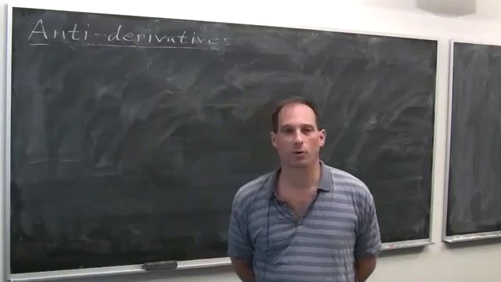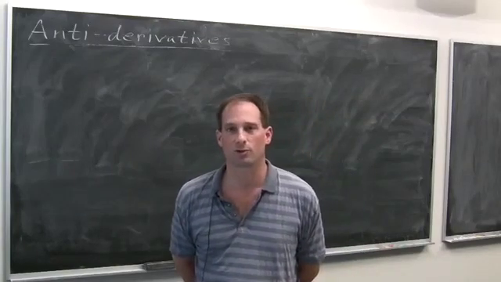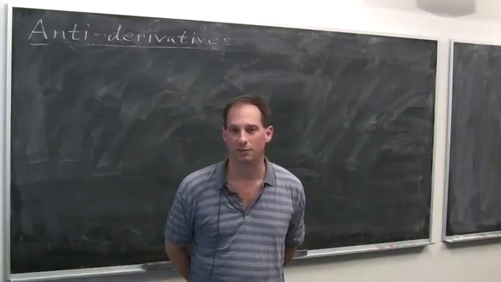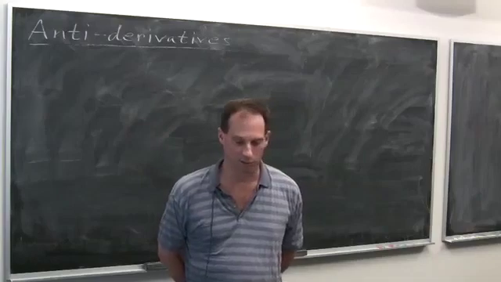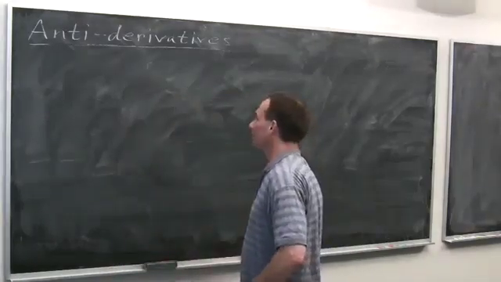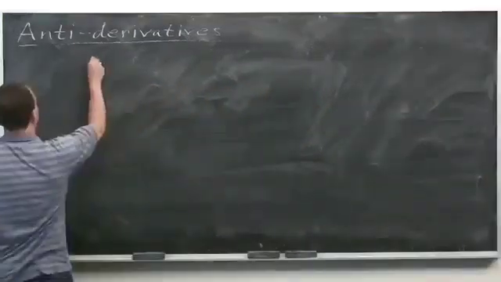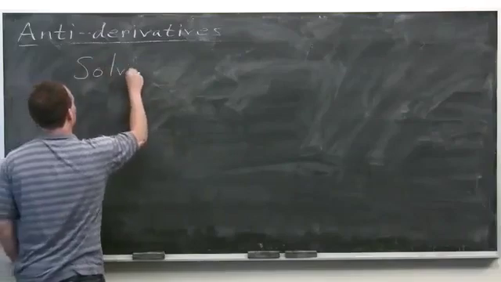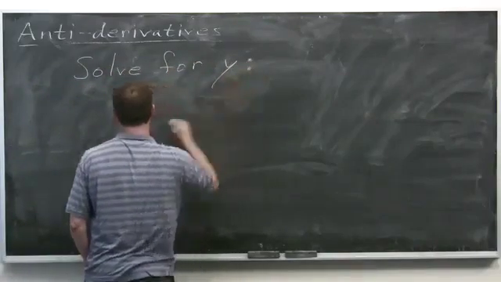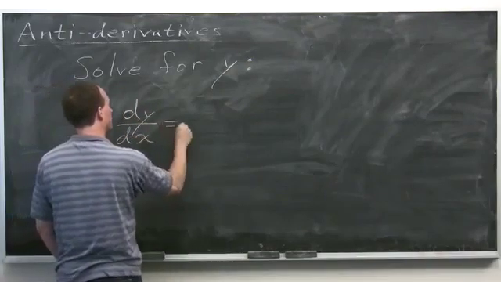In this section of the book, we look at the most simple kind of differential equation. In fact, they're so simple, most people don't think about them most times as differential equations. They just think of them as undoing differentiation, so anti-differentiation, anti-derivatives. So we want to solve for y, dy dx equals some given function of x.